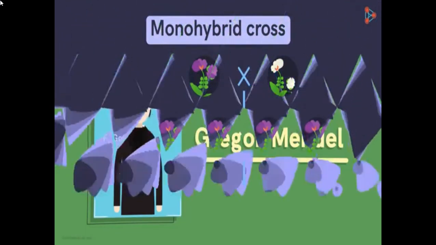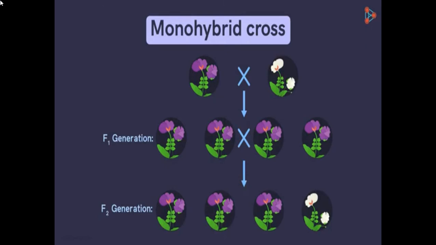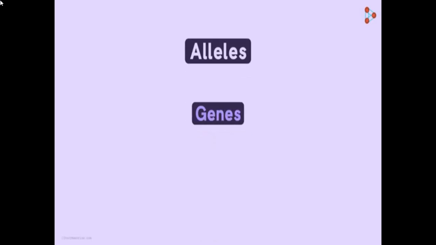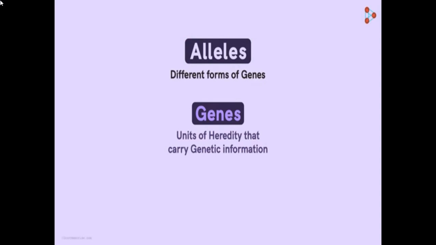After his experiments of monohybrid and dihybrid crosses, Mendel concluded that there are certain factors which are passed from one generation to the other. But he explained this better with the help of his first law in genetics. The first law in genetics is called the law of segregation. To understand this law, we first need to understand the concept of alleles. We know that genes, in simple terms, are the units of heredity that carry genetic information. Alleles are nothing but the different forms of genes.